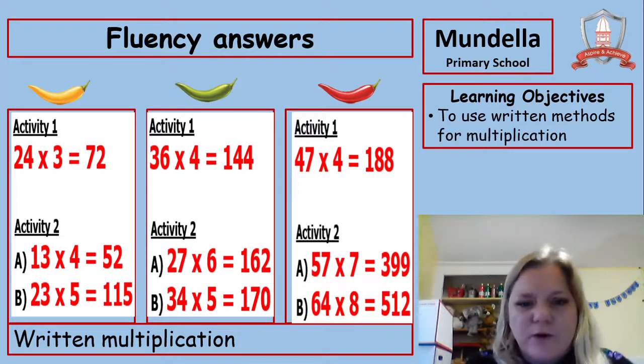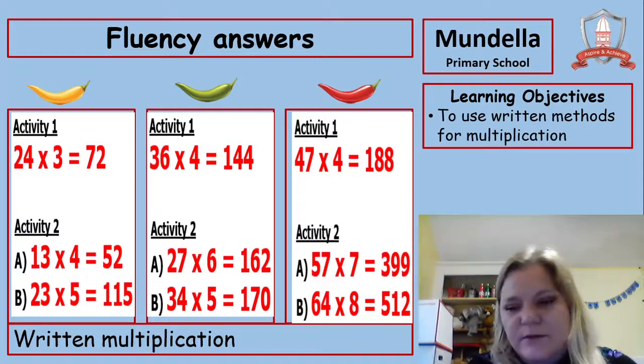So now you can mark your own work. If you've got the answer right, just put a tick. If you've got it wrong, see if you can track back through your working out to see where you might have made a mistake and see if you can correct it. So pause the video now to mark your answers to the fluency questions.